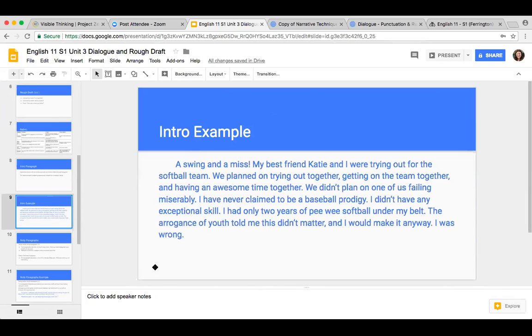I was wrong. So the idea is that you want to introduce your topic, you want to make it interesting, and you want to make sure that you have told the person who's reading your essay what you are writing about. I'm hoping that it's very clear from my paragraph that my topic is my failure to make the softball team when I was in school.